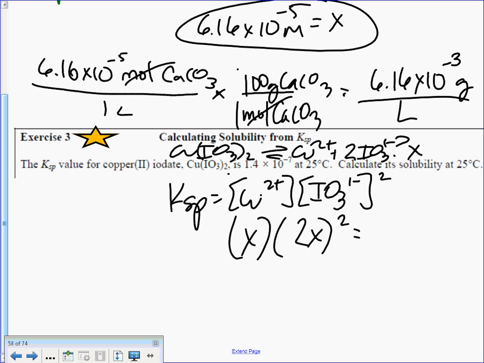So 2 squared is 4x cubed. Math 2, math 1, don't remember. Math 1 1/2, I don't know. So 4x cubed. Then from there, you could set it equal to the KSP value given, mathematically divide by 4 and then cube root it, and you would find the x value.